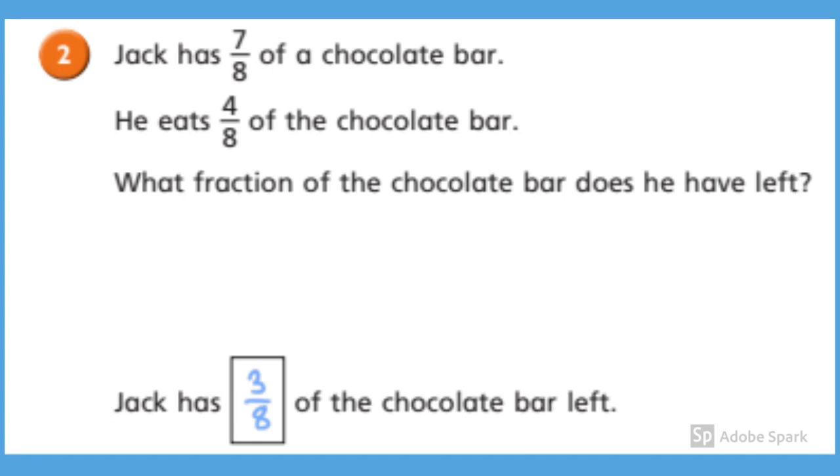So question number 2. If you drew a bar model, you will have 8 parts. 7 of those parts will be shaded. Then cross out 4 of those parts to show what Jack has eaten, and you will have been left with 3 of the parts, equaling 3/8 of the chocolate bar left.